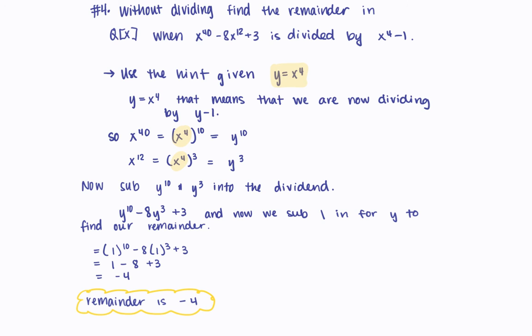1^10 is 1. 1^3 is 1. And then 1 times 8 is 8. So then we get 1 - 8 + 3, which therefore equals -4. So our remainder is -4.